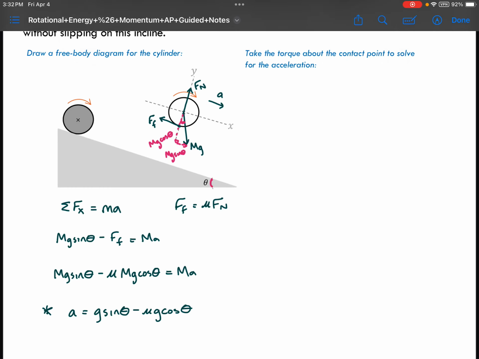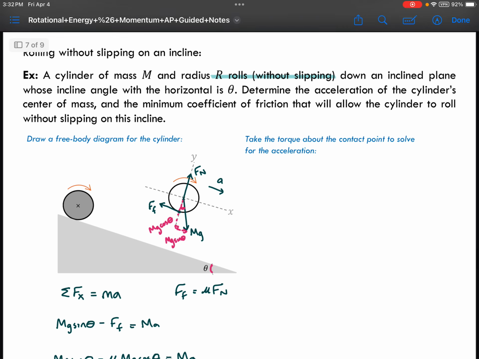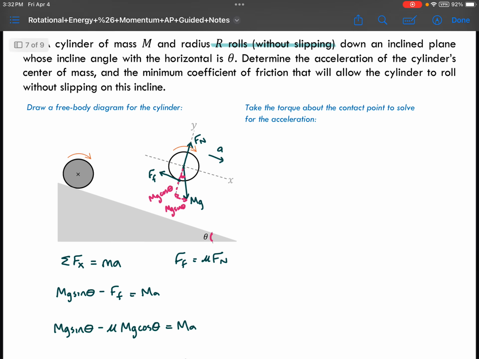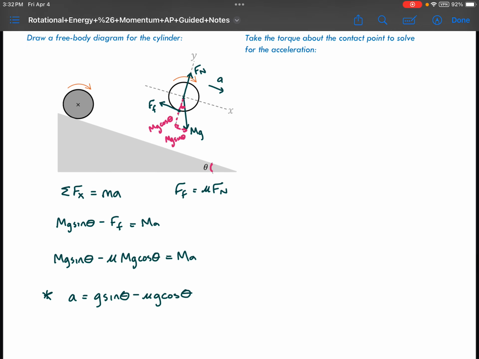We're going to continue our previous example, our cylinder rolling down an incline. We had drawn our free body diagram and found the acceleration in terms of theta and mu, but we want to go ahead and get a value for mu. What is the minimum coefficient of friction that allows the cylinder to roll?